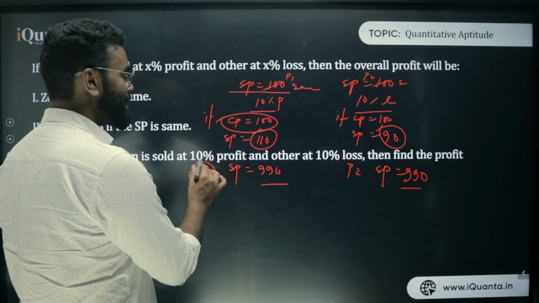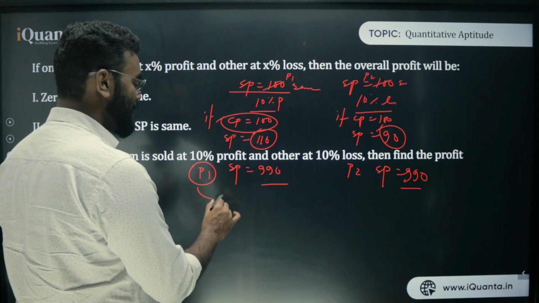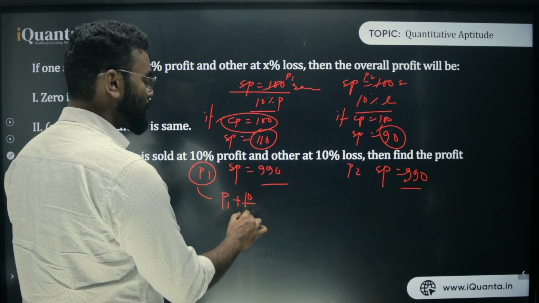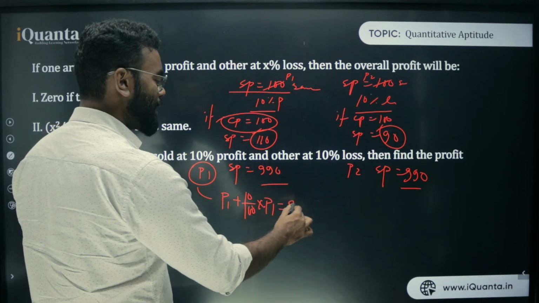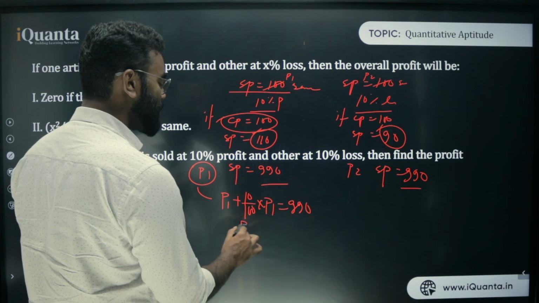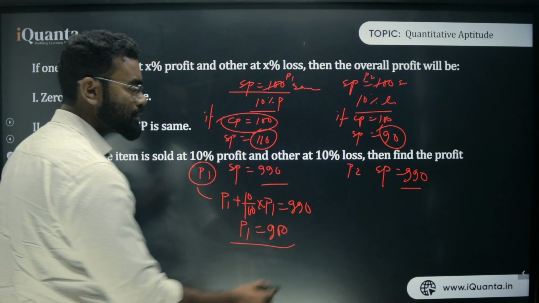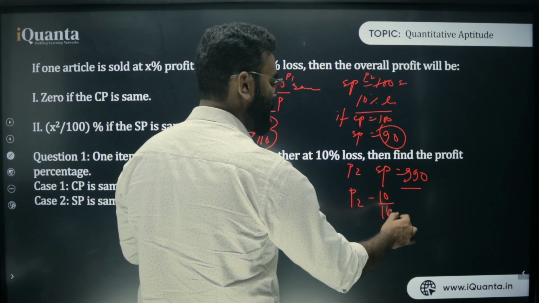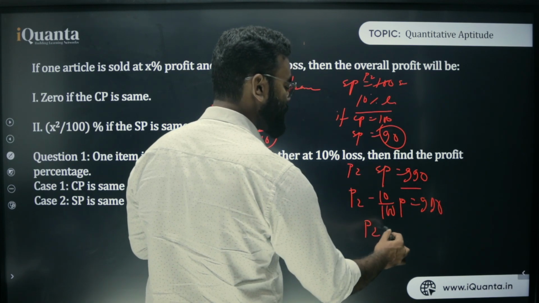So in this case, what is 10% profit? If 10% profit on cost price, so that is P1 plus 10 upon 100 into P1. So P1 is basically the CP. That is equal to 990. Now if you solve it, you'll get P1 is equal to 900. So the cost price for P1 is 900. Similarly, P2 minus 10 by 100 into P2 is 990. So if you solve, you'll get P2 is equal to 1100.